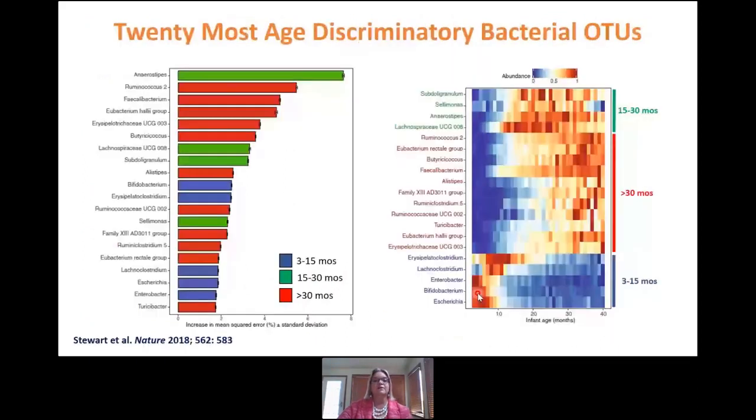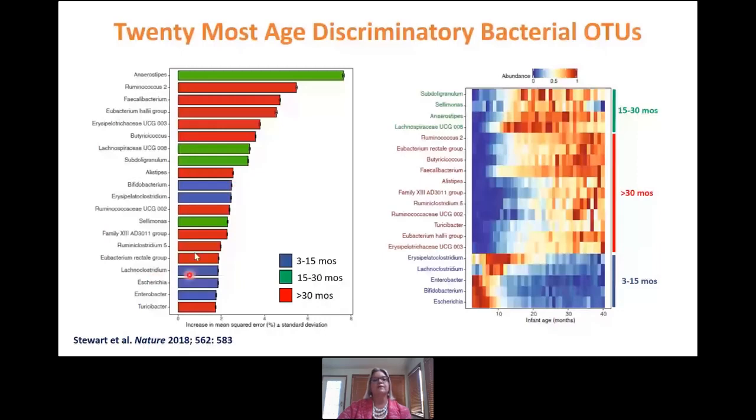And then using that data, they were also able to say, well, which bacteria are most discriminatory at each time point? So the reds are the more than 30 months, the blues are the 3 to 15, and then the greens. So the bacteria that actually was most age discriminatory was this Anorostipes, and I'll come back and talk about that a little bit later. And that was observed in the 15 to 30 months of age. But you can see in the young infants, you can see Bifidobacterium, Escherichiae, Lactoclostridium, and others.